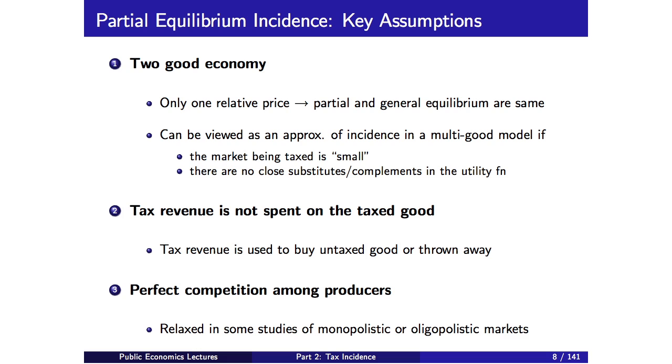Okay. The second assumption that we make is that the tax revenue that the government collects is not spent on the taxed good itself. So if we're thinking about this tax on cigarettes, we can't have the government then taking the money that it collects and buying cigarettes itself, because that's going to end up affecting the equilibrium price. So typically what we assume is that the tax revenue is used to buy the untaxed good, or a common assumption is that it's thrown in the ocean, right, and has no impact on the economy, which obviously is a simplification. And then the third assumption, which is actually not critical for the partial equilibrium approach, but is going to affect the formulas that we derive, is that we assume that there's perfect competition among producers.